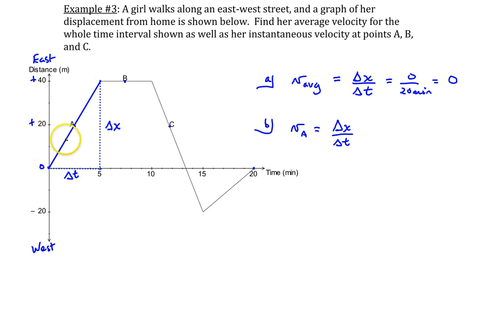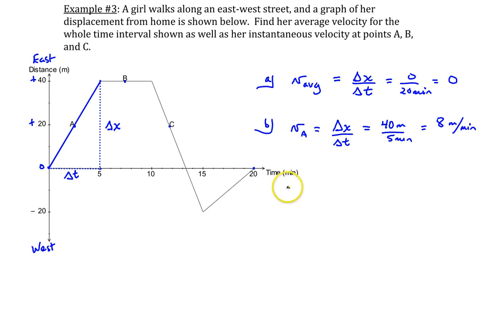If we use this whole segment here, that will be a rise of 40 meters and a run of 5 minutes. This will give us an answer of 8 meters per minute. That's the instantaneous velocity for point A.